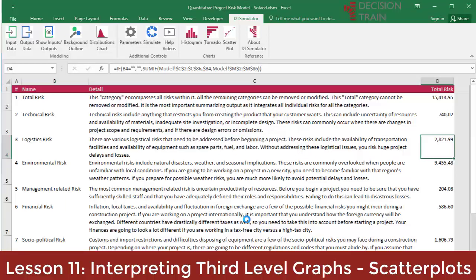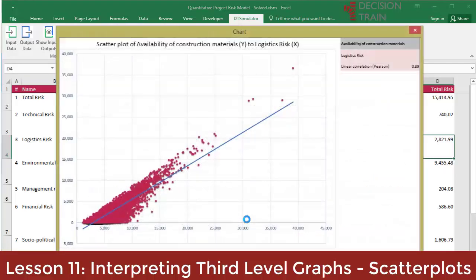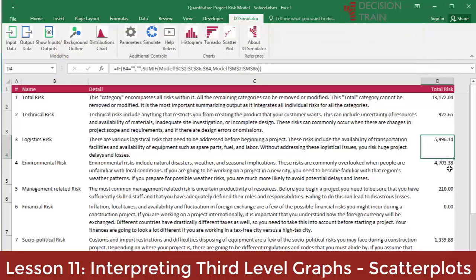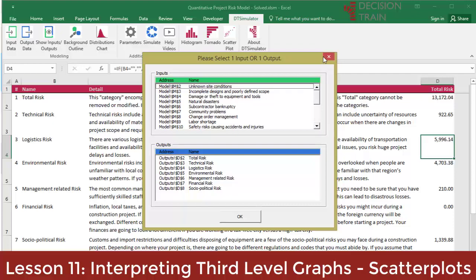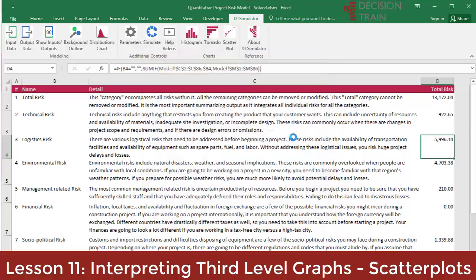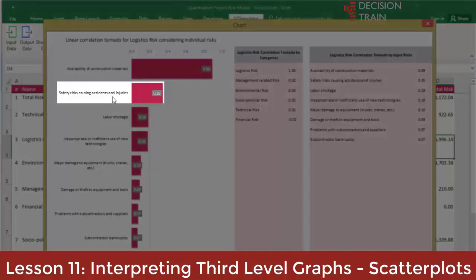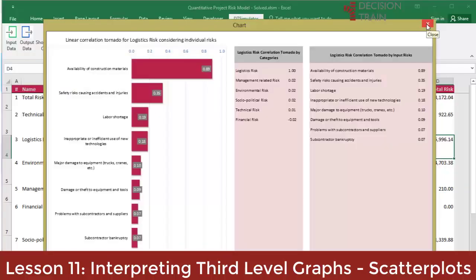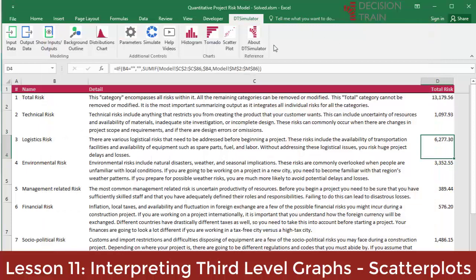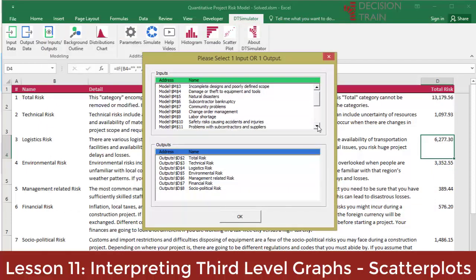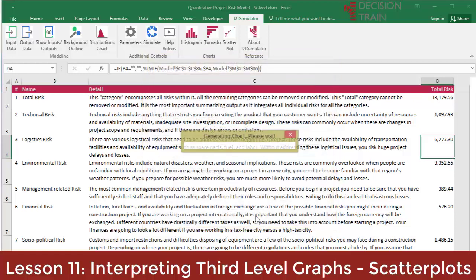In contrast, there are weak relationships between variables that can be observed through this same scatterplot. For example, when returning to outputs over logistics risk, click on the tornado icon to remember which is the second most significant risk. It is safety risks causing accidents and injuries, with a coefficient of 0.38. Now, after closing this chart, just click on the scatterplot icon to generate a graphical representation between logistics risk and the chosen risk from the dialog, safety risks causing accidents and injuries.